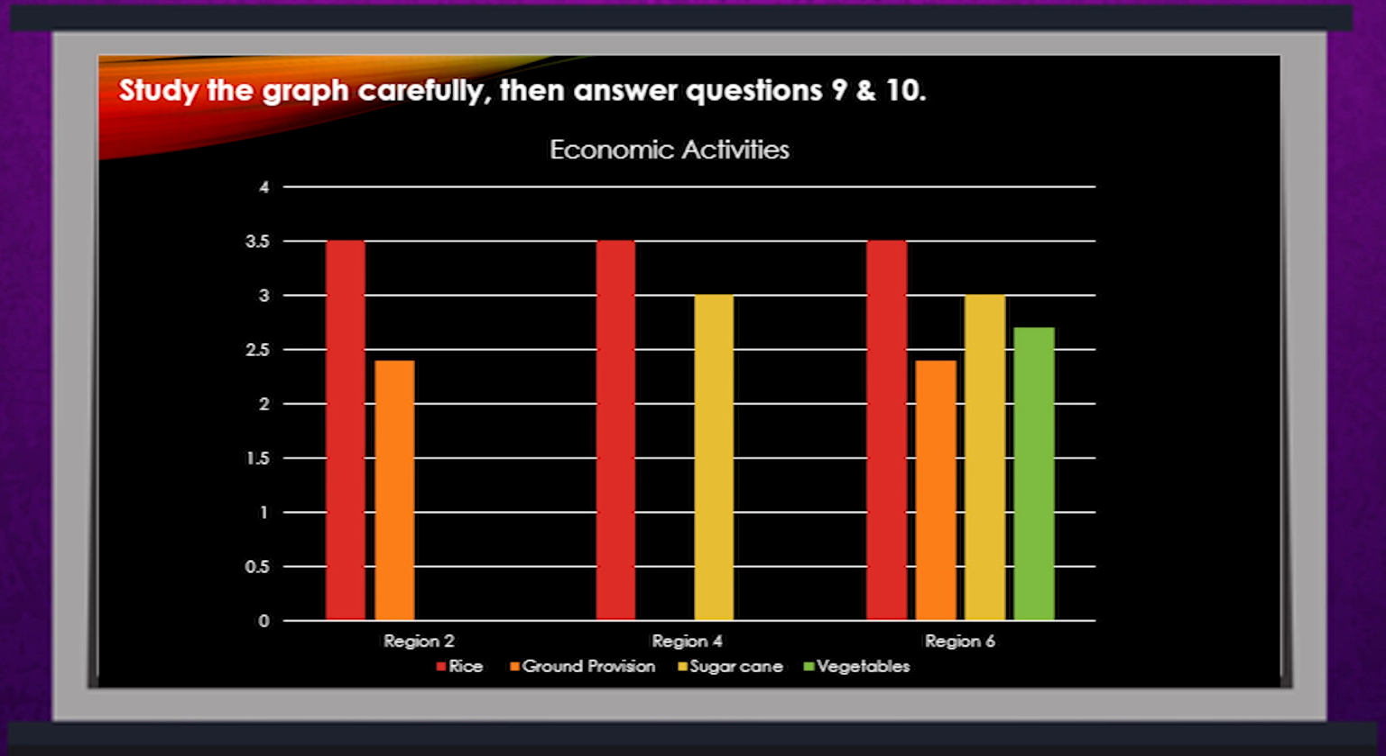At the bottom of the graph, you have to study the information there because that will help you to answer questions 9 and 10. So look at the graph very carefully and all the details that are provided on the graph.